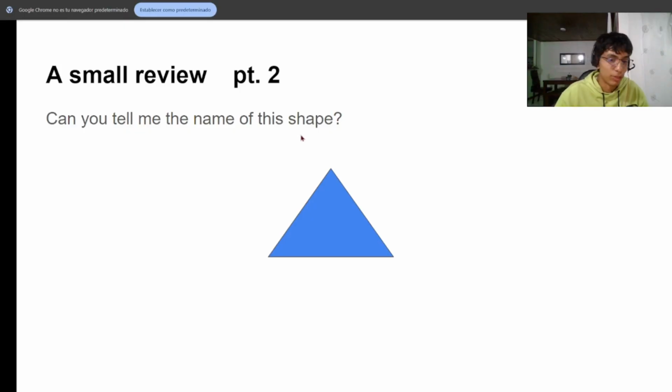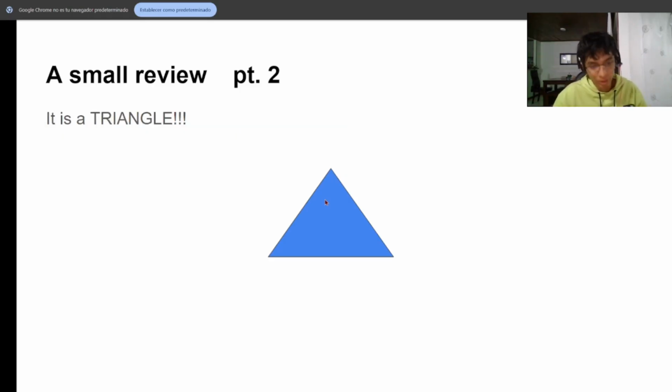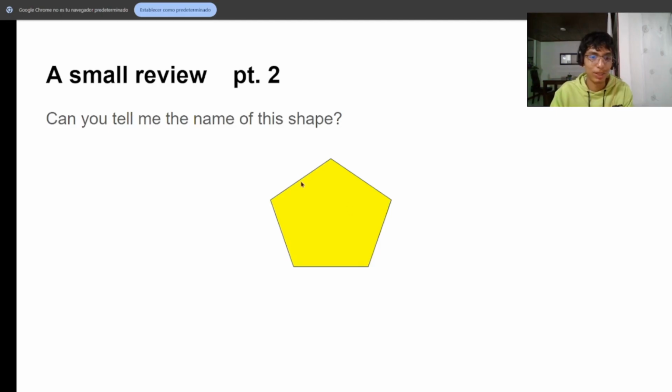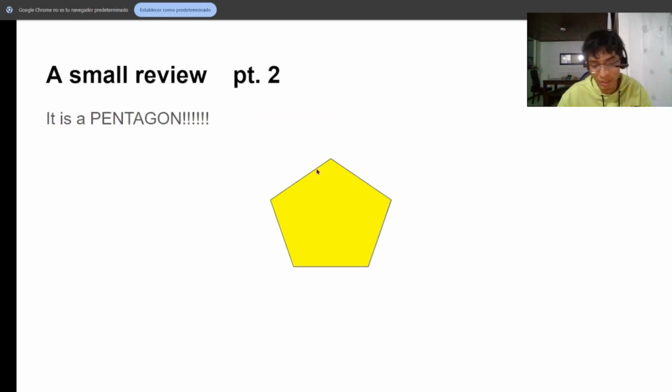Can you tell me the name of this shape? It's a triangle. So the color of the triangle is blue. That's perfect, guys. And this one, it's a little harder here. So we have a pentagon.